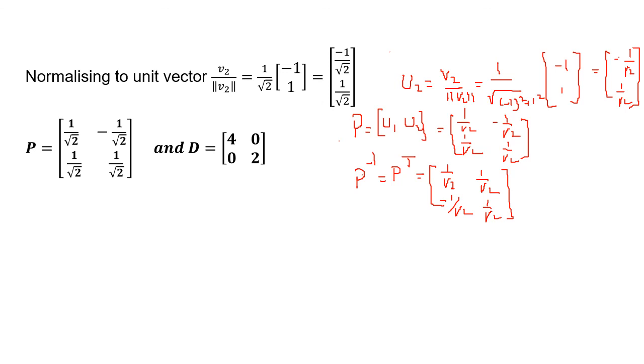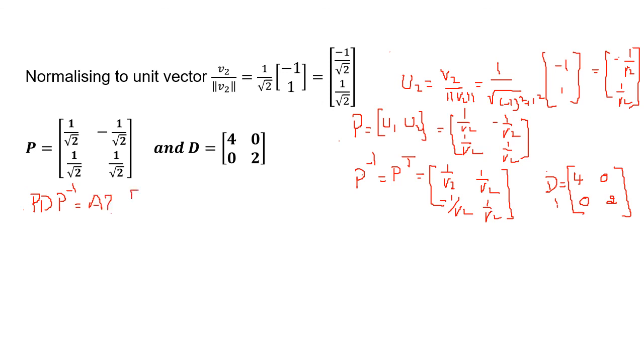Let us find the diagonal matrix D. The first column eigenvector corresponds to eigenvalue 4, and the second column corresponds to eigenvalue 2. So therefore D is equal to [4, 0; 0, 2]. So let us verify P D P inverse. Is it equal to A or not?